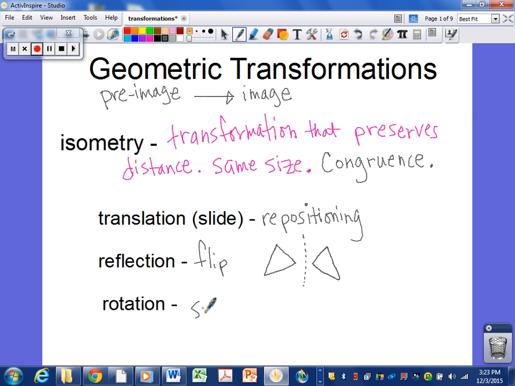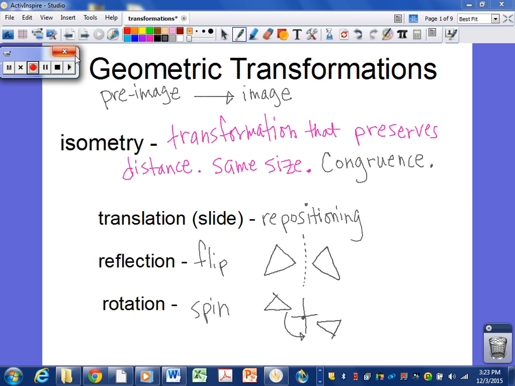And a rotation is a spin. If we had this as our triangle and we had some type of center of rotation and we were spinning this somehow, maybe 180 degrees, it would end up over here like this. We're spinning every point. This point spins around to here, the top point spins around to there, and so on and so forth. So the isometries are translations, reflections, and rotations. We'll get into some problems with this in a minute. And then we'll talk about our last transformation, the dilation, which is not an isometry.